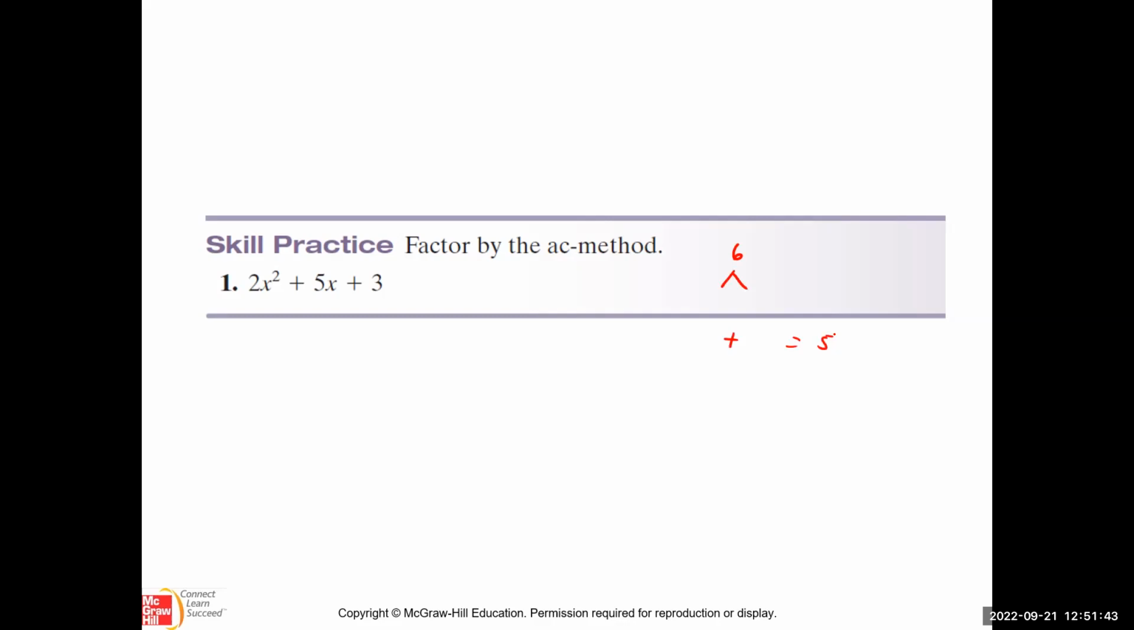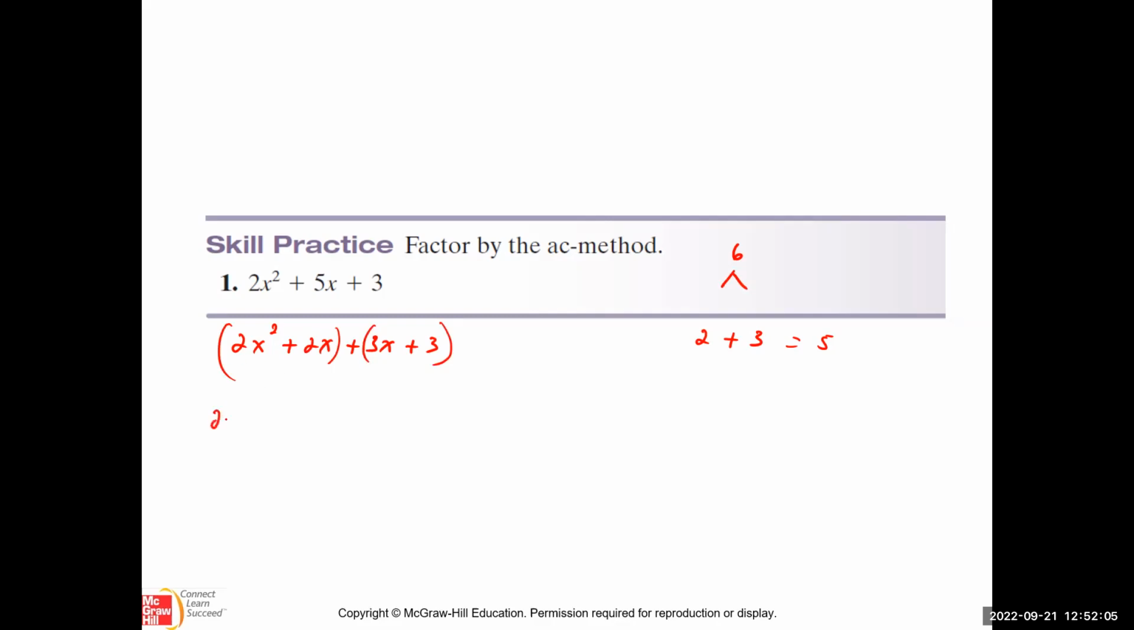And so we're looking for factors of 6 that add up to 5, which is going to be 2 and 3, right? 2 times 3 is 6, 2 plus 3 is 5. So it's going to be 2x squared plus 2x plus 3x plus 3. So notice how I paired the 2x with the 2x squared and the 3x with the 3. I'm going to put it in parentheses.